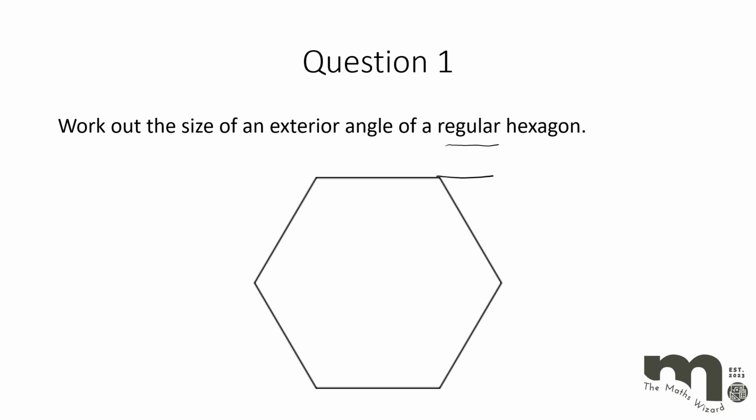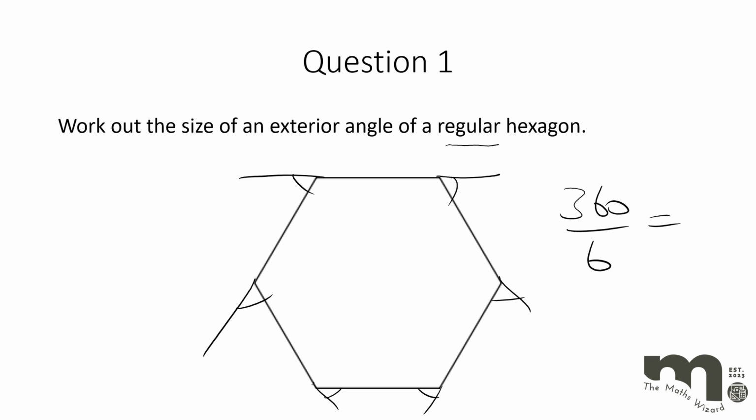Okay, so when we're referring to these exterior angles, we're talking about these ones here, look. If you extend these sides, that's what we're looking at. Because we've got 6 sides, we've got to share that 360. The exterior angles always add up to 360 on any polygon. So 360 divided by 6 will give you 60 degrees.